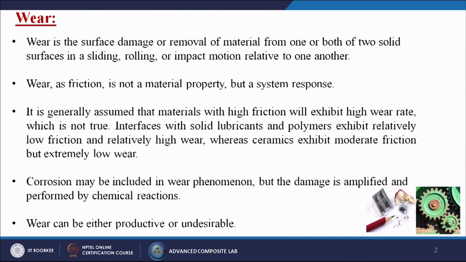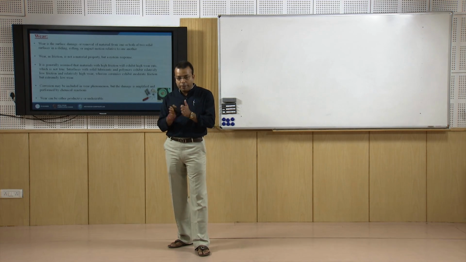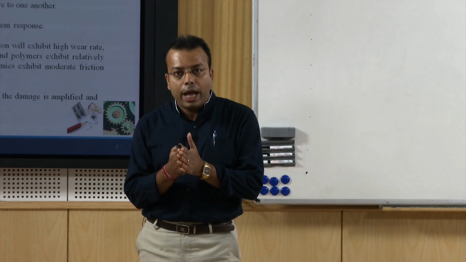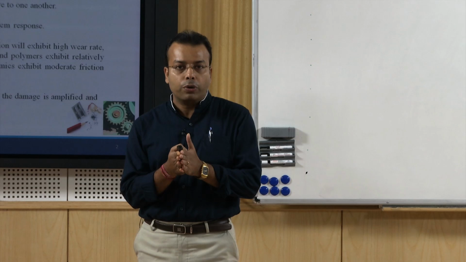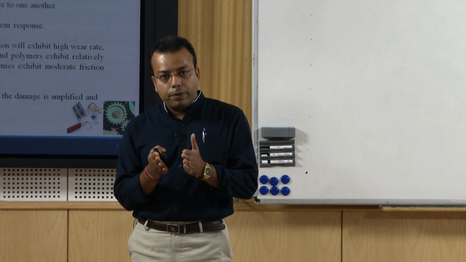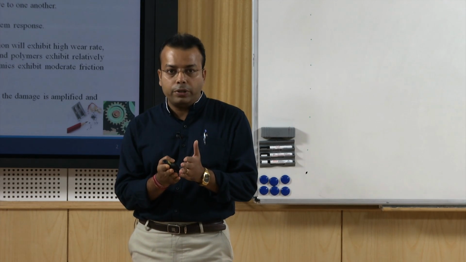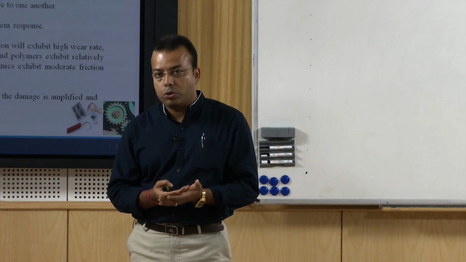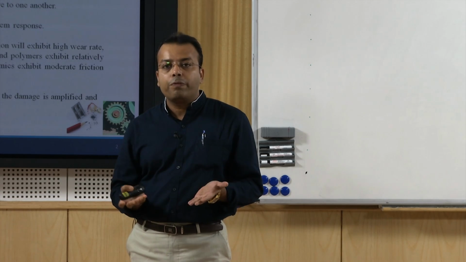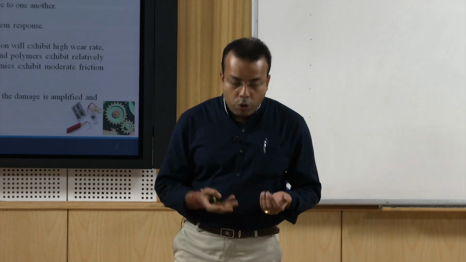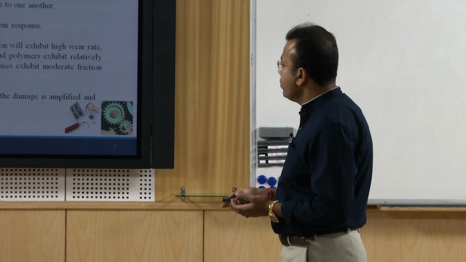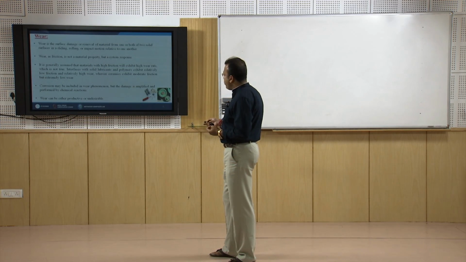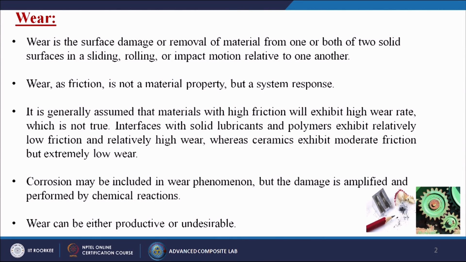It is generally assumed that materials with high friction will exhibit a high wear rate. From childhood we know that if there is more pressure or load applied to the mating surfaces, the friction will be more, but in most cases it is not so. If the material is soft and the load is more, then wear can occur. Or the opposite: with less load there can be more friction, or with more load, less friction.